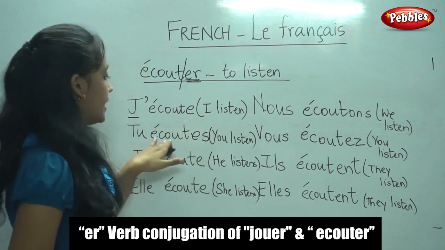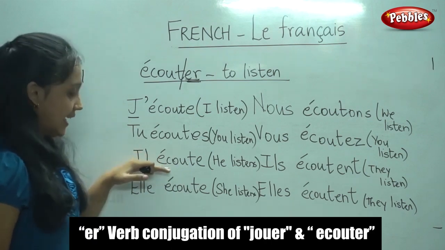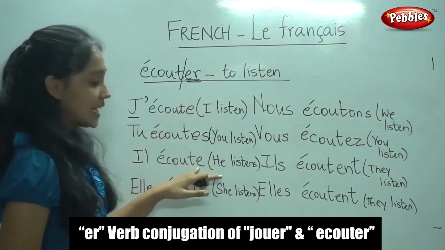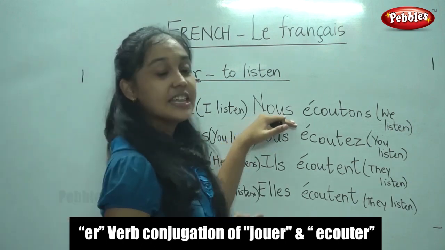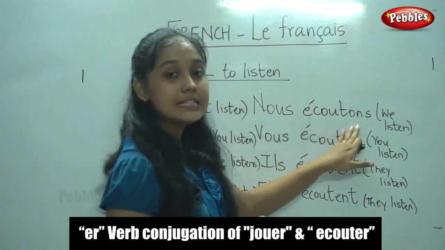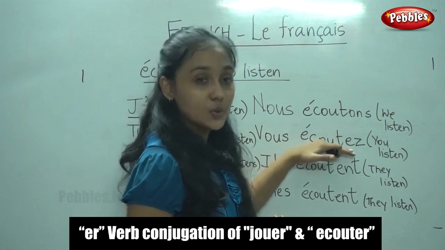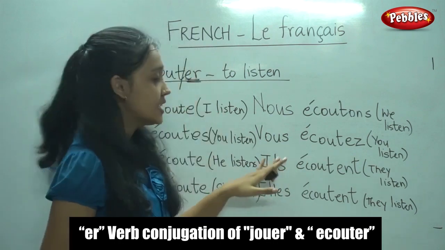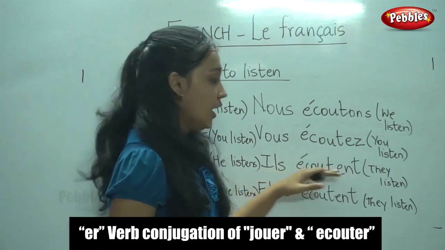The spelling is E-C-O-U-T-E-S. If it is in the third person singular, il or elle, we would remove ER and place E. Il écoute or elle écoute. If it is in the first person plural, we would say nous écoutons. So, we would remove ER and place ONS. If it is in the second person plural, we would say vous écoutez. We would remove ER and place EZ. For the third person, masculine and feminine, il or elle, we would say ils écoutent or elles écoutent.